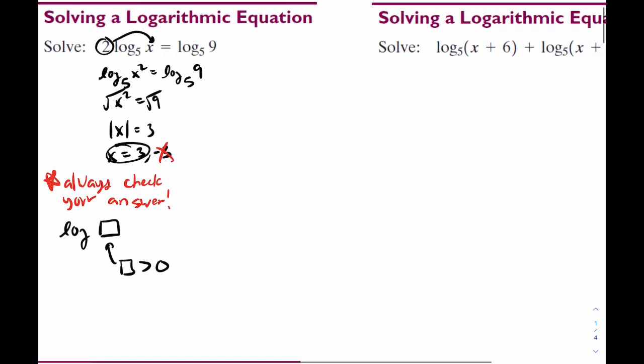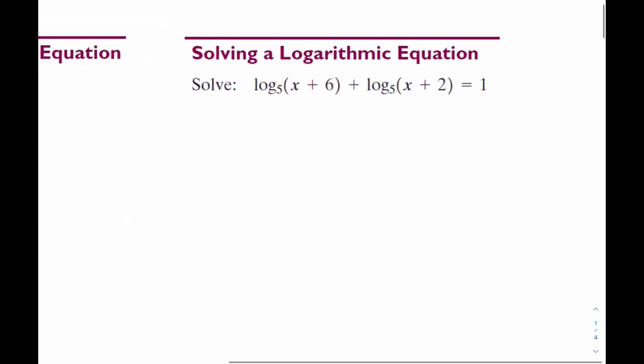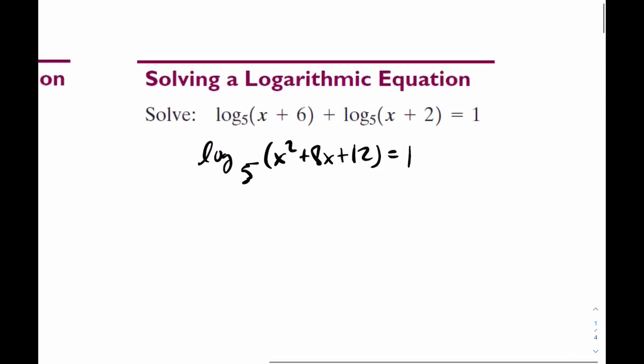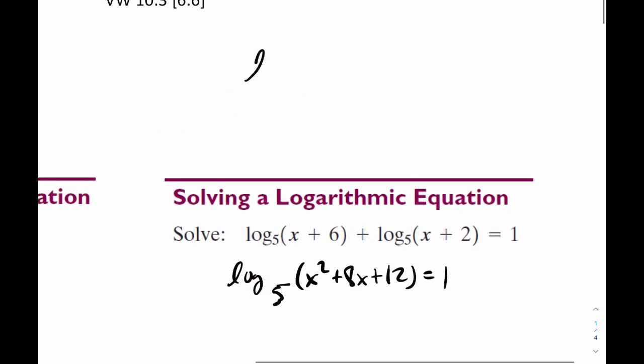Okay, let's try another harder one. Log base 5 of x plus 6 plus log base 5 of x plus 2. So first, let's combine them. So recall that if you're adding logs, you'd multiply. So that would be x squared plus 8x plus 12. That's equal to 1.